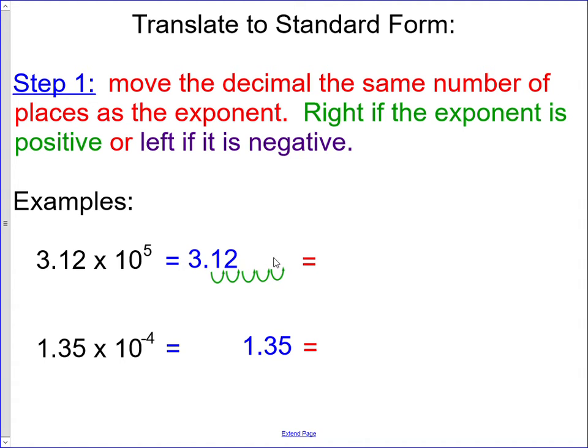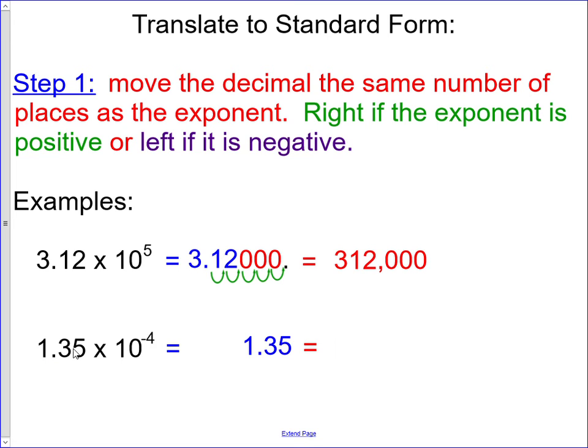Now, I've got to put placeholders everywhere there's a hoop-de-doo, is what I call them, without a number in it. So I'm going to put zeros in as placeholders. So now I've moved the decimal 5 places to the right, so the decimal is now here. So the number that's created is 312,000. Okay? Put that comma in there to kind of clean it up, makes it easier to read. So 3.12 times 10 to the 5th power in scientific notation is equal to 312,000 in standard form.